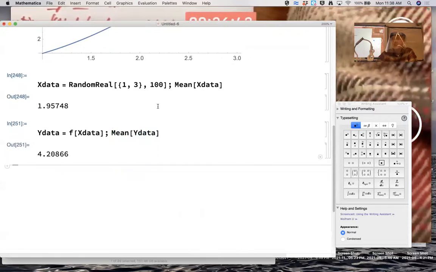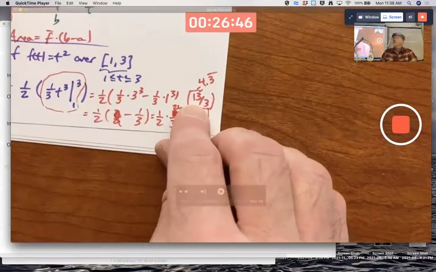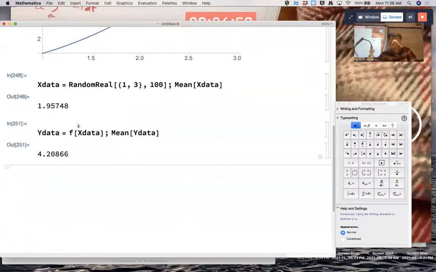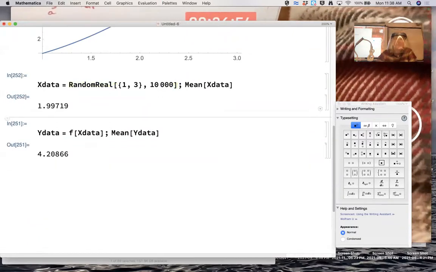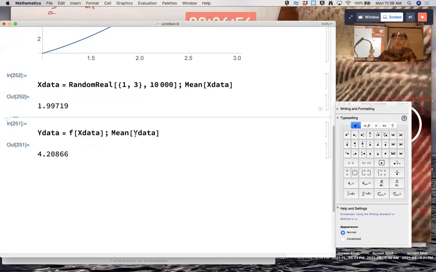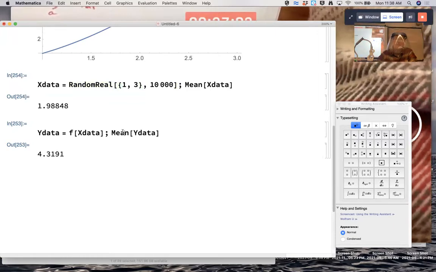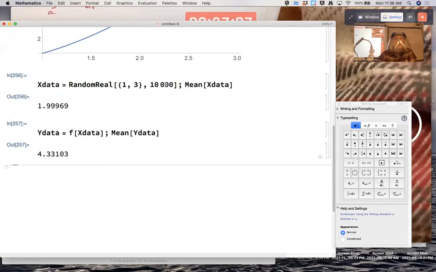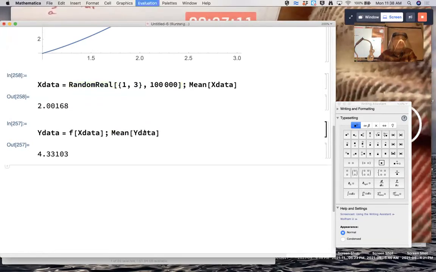Close to 4.3 repeating. 13/3. Not exactly 13/3, but close. I did 10,000 data points instead of 100. That means really close to 2 for the x data and really close to 4.3 for the y data. Do it again. It'll happen again. Let's see if it does 100,000. Oh, yeah, pretty quick.